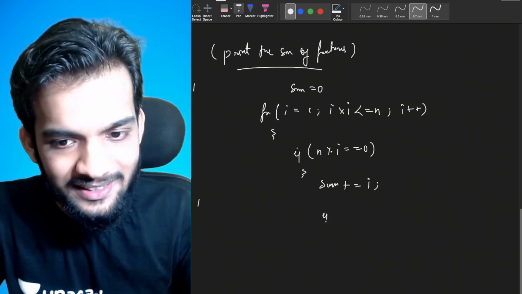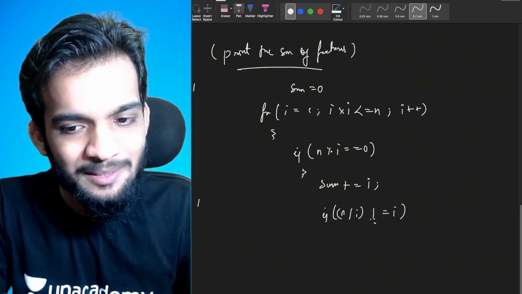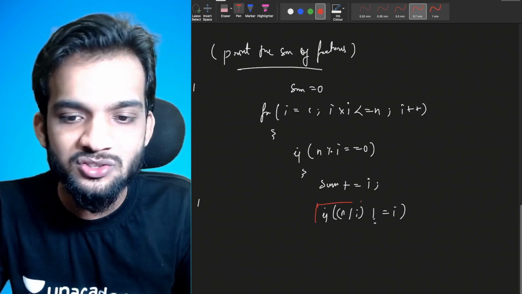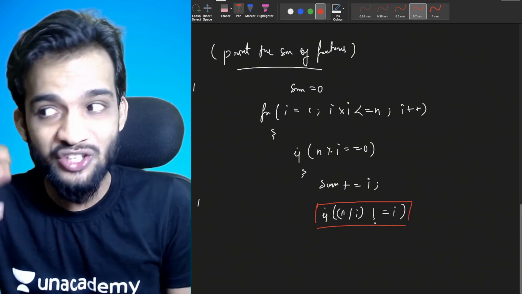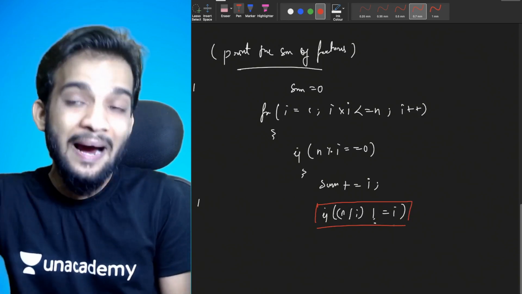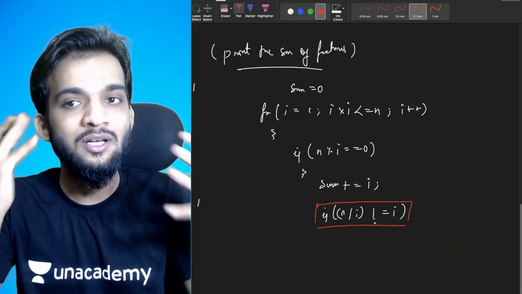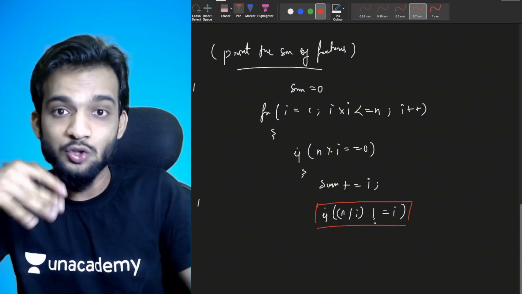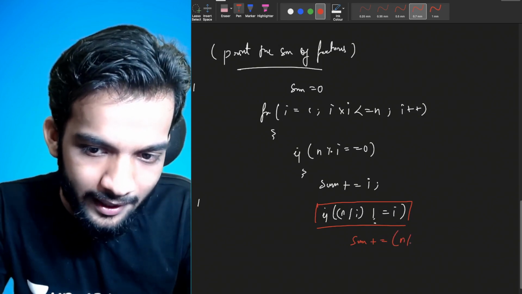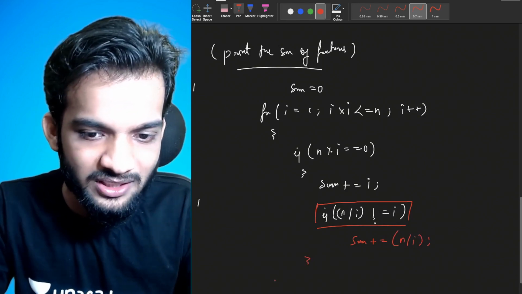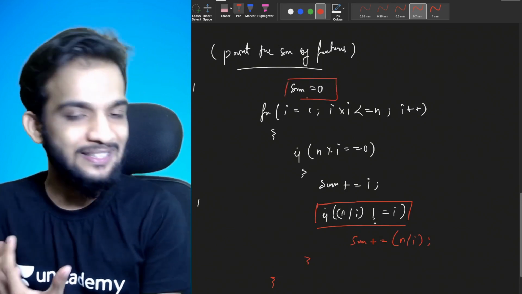Cool. So what I can say is if n by i is not equal to i, this is a very important condition. People tend to miss this, because checking equality of factors is very important. It might happen that we have a factor and the other factor is the same one, so you don't need to count it twice. Both are the same factor, so there's no need to count twice. So the other factor is n by i, and I'll write sum plus equal to n by i. This is how the sum variable will keep the sum of factors. Count of factors, you can definitely do it.